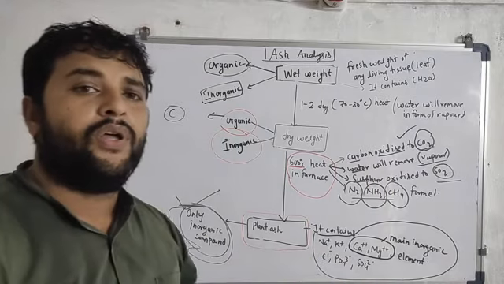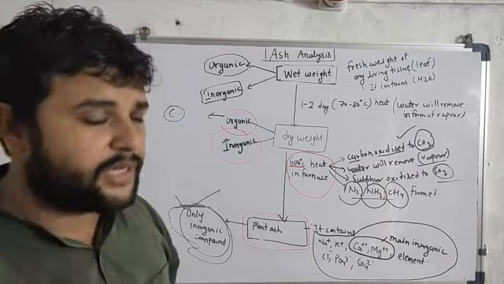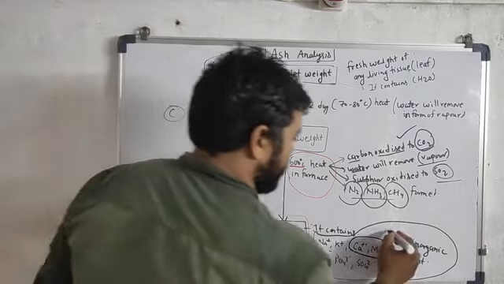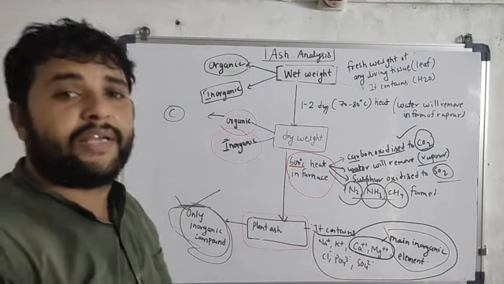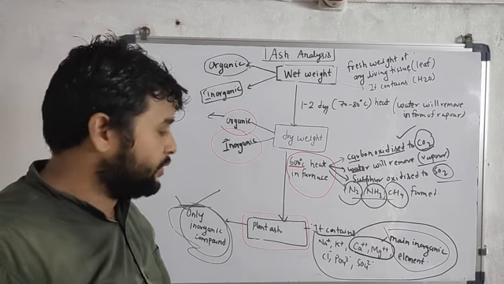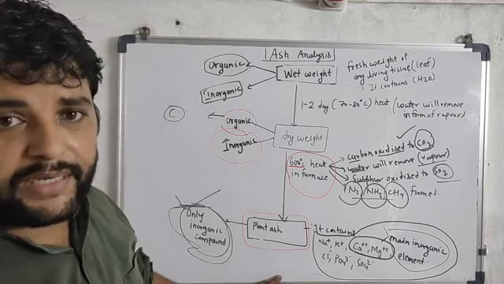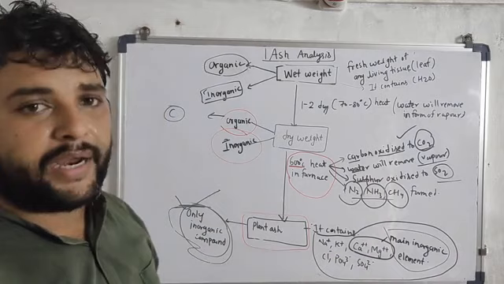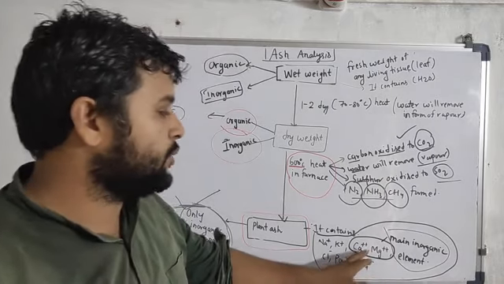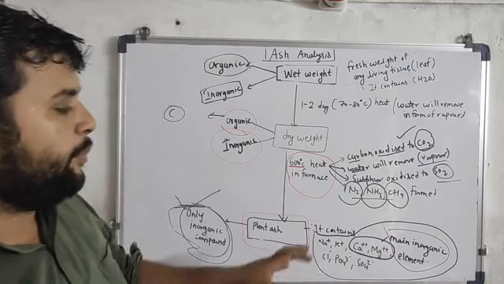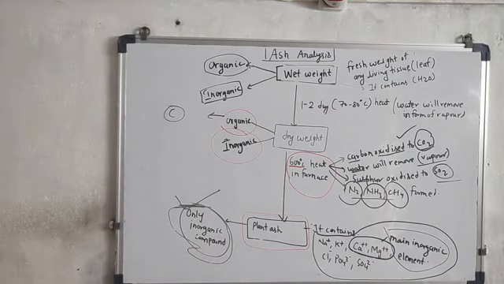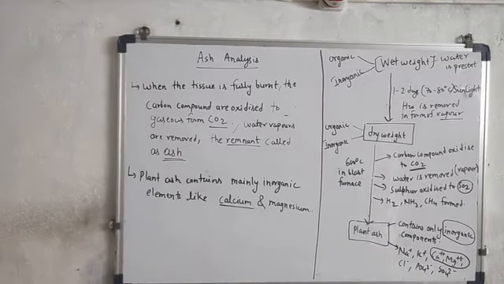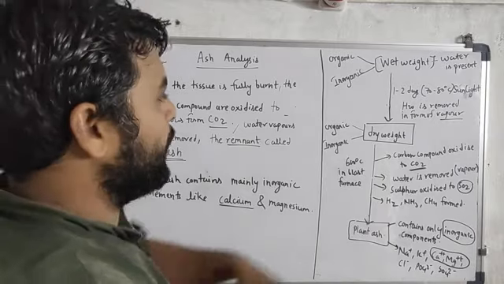So plant ash contains only inorganic compounds, and out of all these, sodium, potassium, calcium, magnesium, chloride, phosphate and sulfate, let us consider this point: the main inorganic elements that are found in plant ash are calcium and magnesium. Note this point, calcium and magnesium are the main inorganic elements found here.